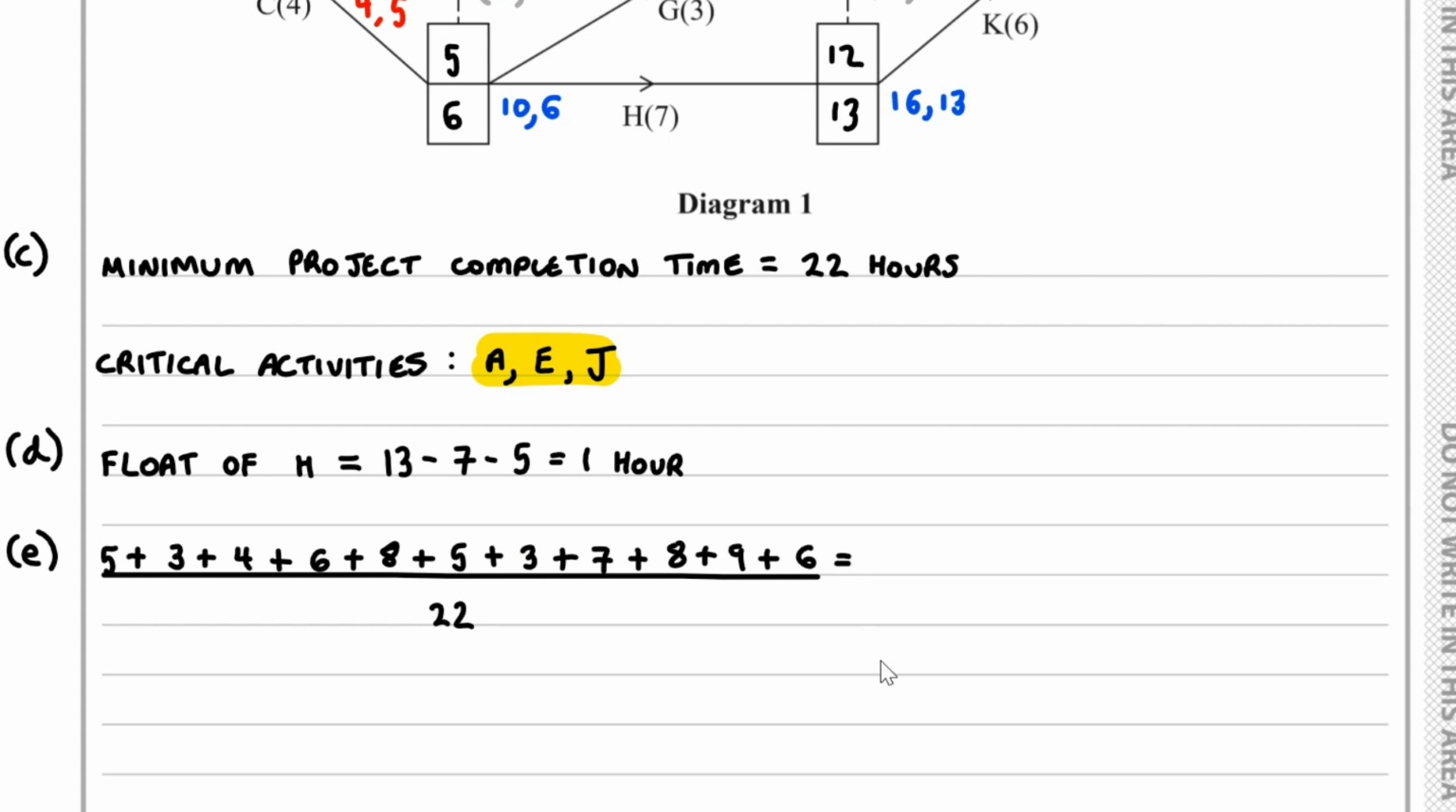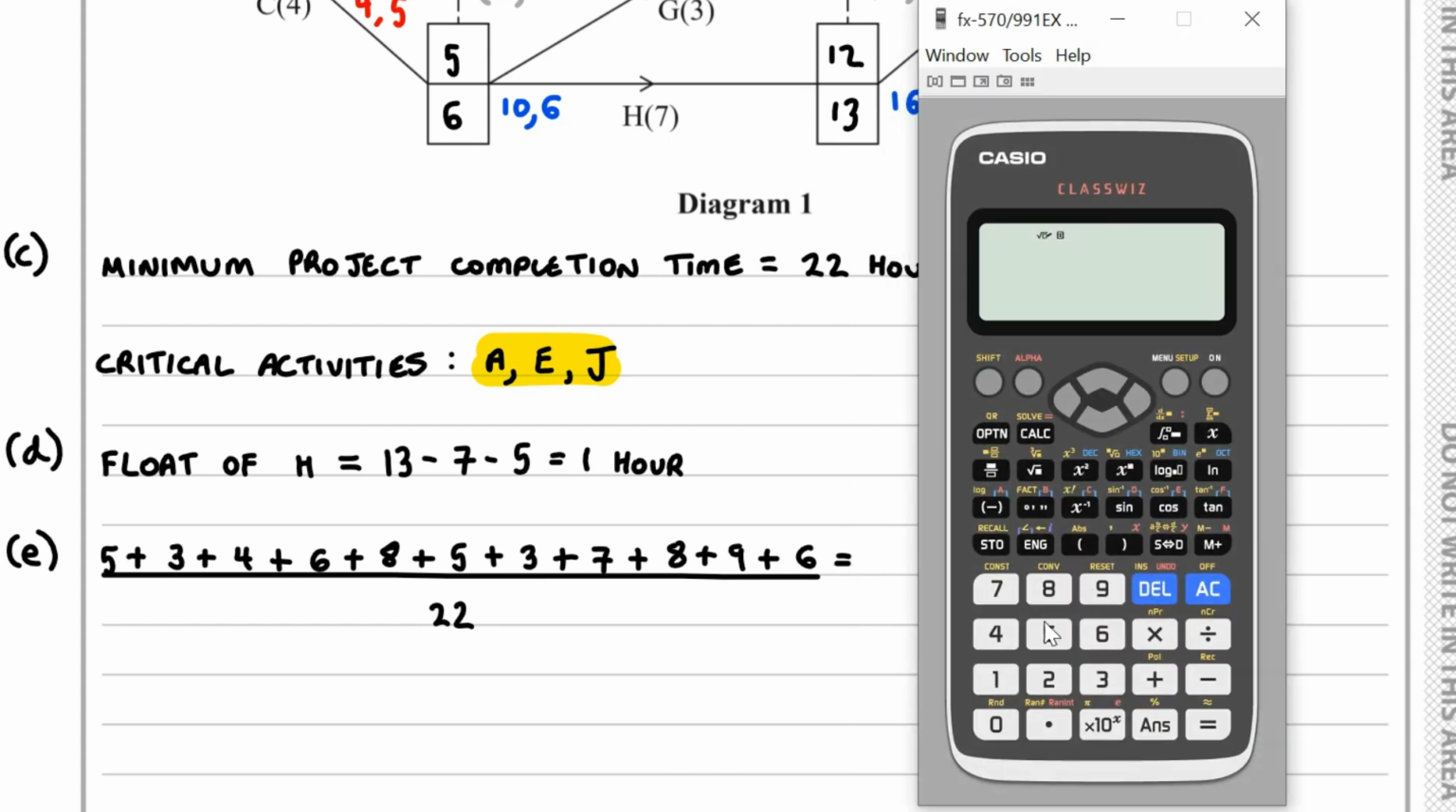So let's work all of this out. We have over here 5 plus 3 plus 4 plus 6 plus 8 plus 5 plus 3 plus 7 plus 8 plus 9 plus 6, and then we divide this by 22. So it turns out we get 2.909, etc.